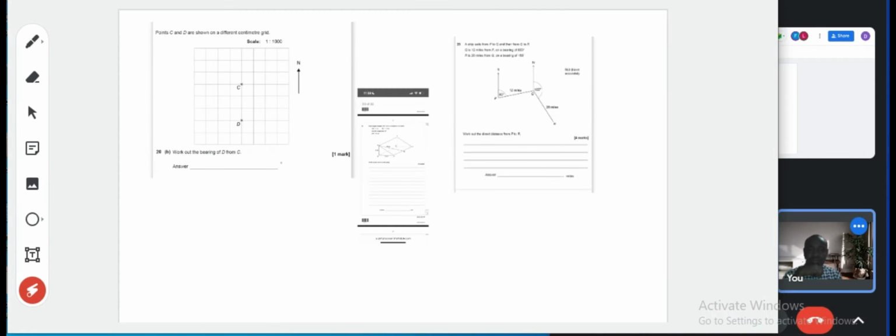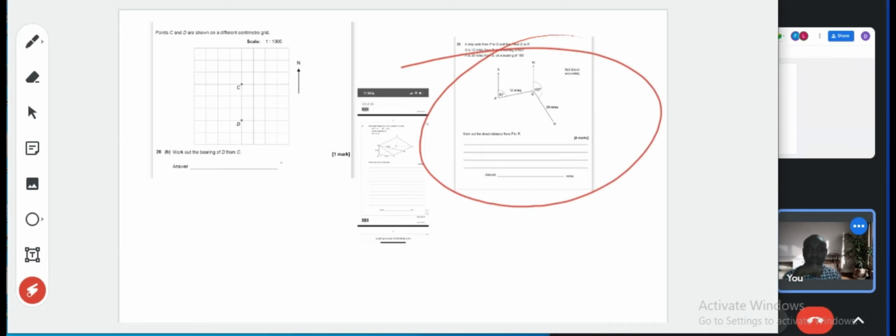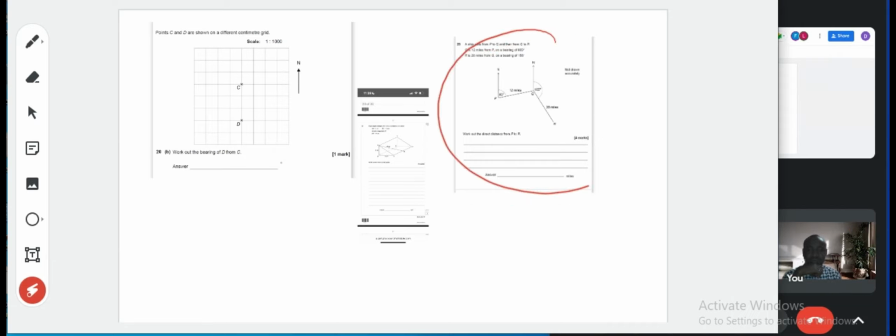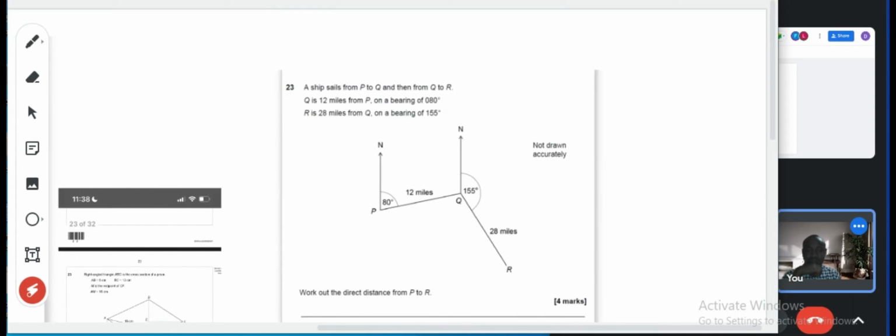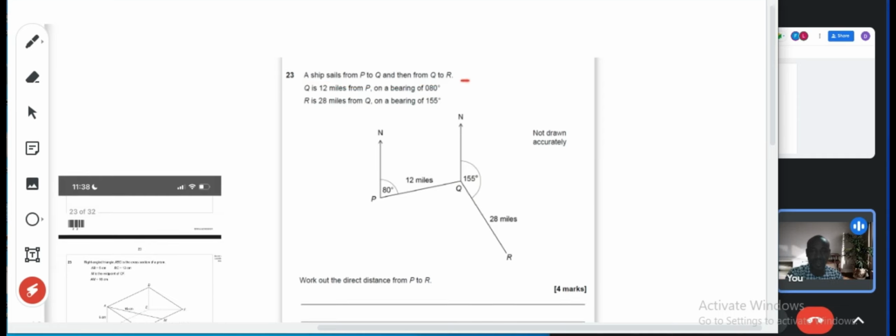Yes. Can you circle it? Is it this one? Yeah, that one. This one, right? Yes. Let me zoom it in. All right. It says a ship sails from P to Q and then Q to R. Q is 12 miles from P on a bearing of 080. R is 28 miles from Q on a bearing of 155. It's already given. You see, P to Q on a bearing of 80, then 12 miles.